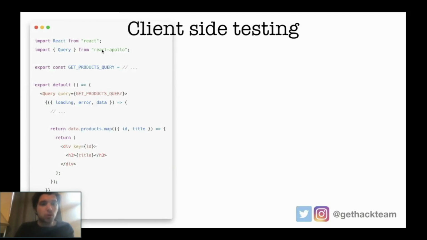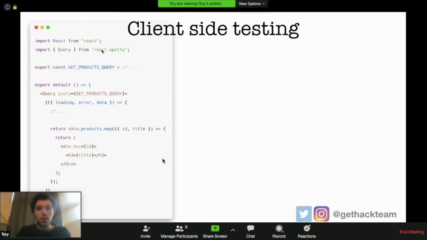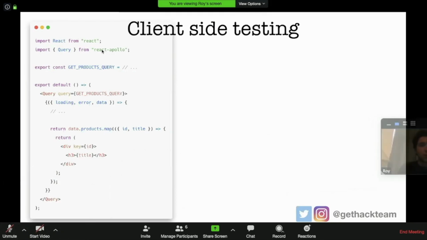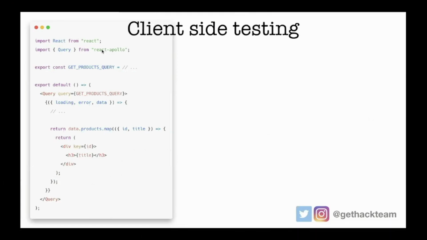But it probably looks something like this. What I've done over here, I've used the Apollo Query component, and I'm sending a query to get some product information. The Query component returns some variables like loading, error, and data, and I'm going to map those. And this is a pretty simple front-end application, right? I'm just going to get some data with a query, and I'm going to display it in my application.